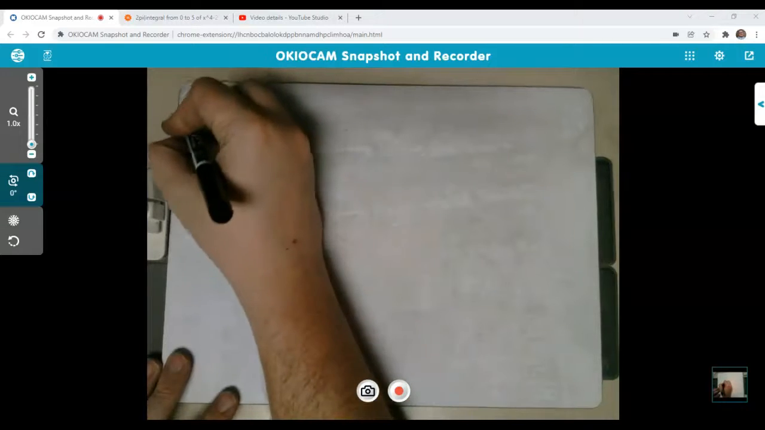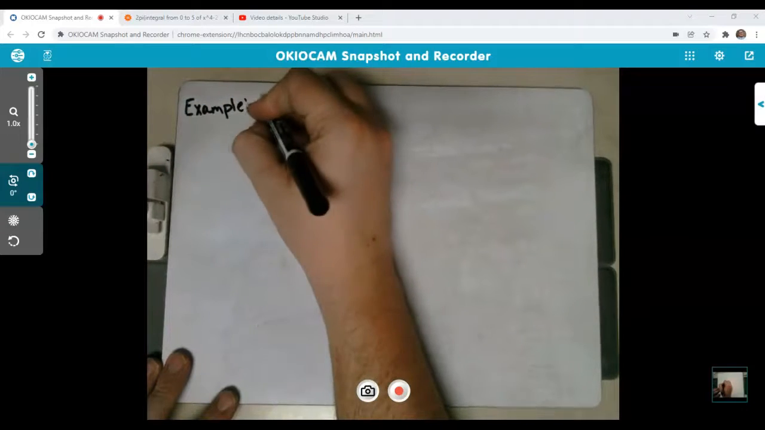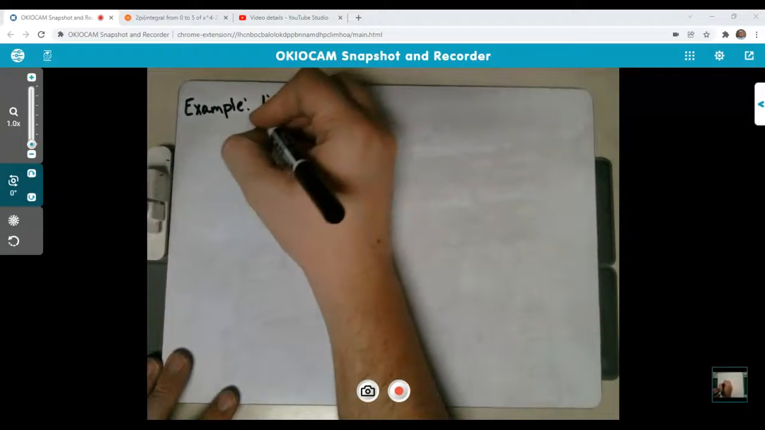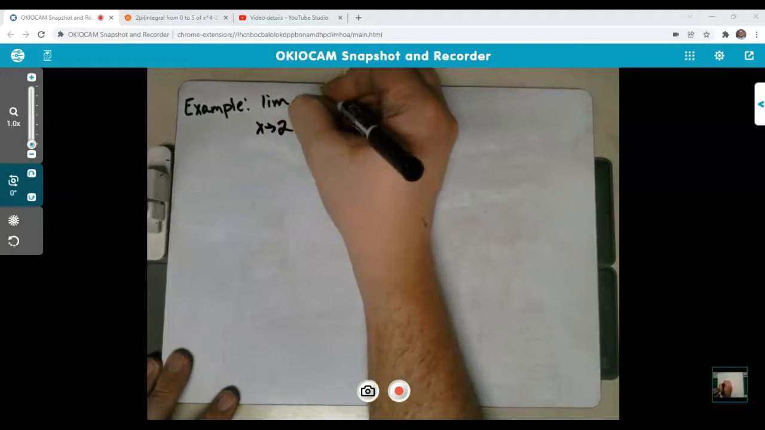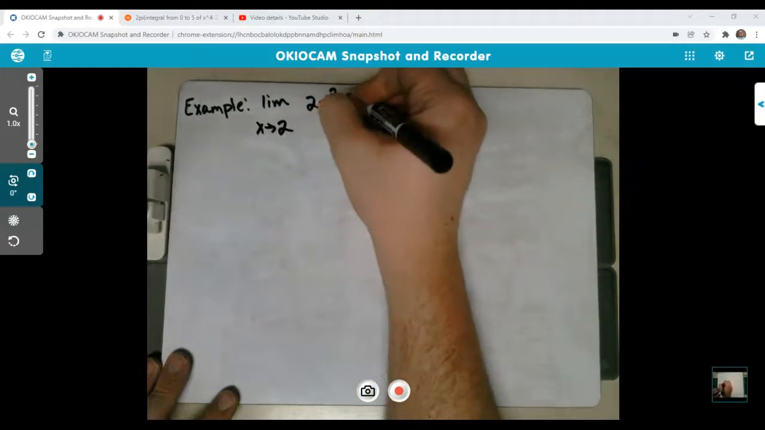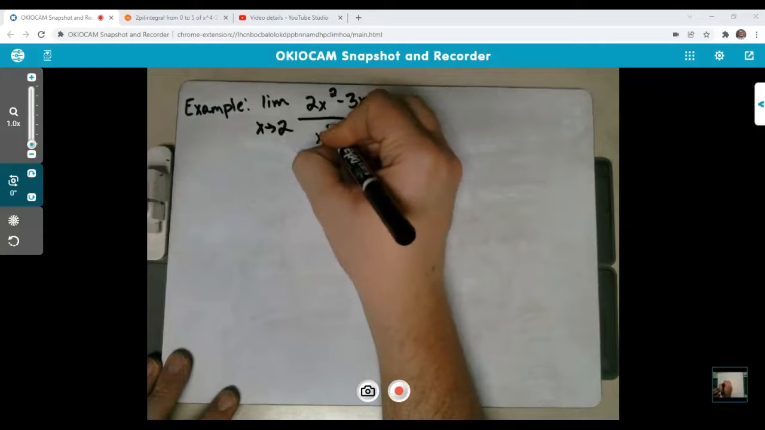So let's look at another example. Let's do the limit as x approaches 2 of 2x squared minus 3x plus 1 over x cubed plus 4.